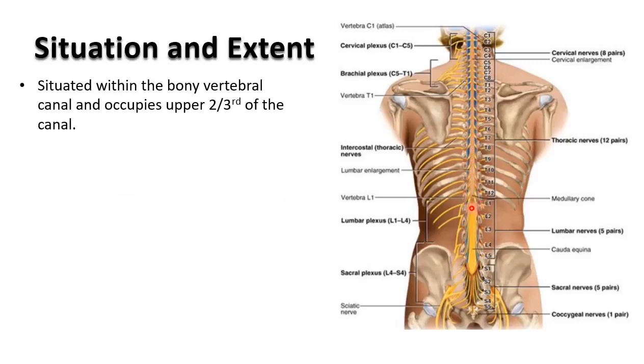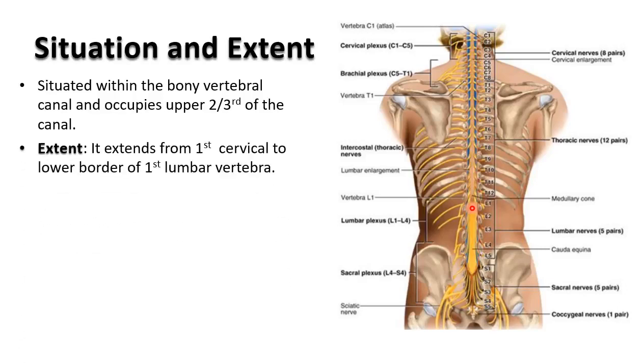That means only up to the lumbar vertebra, only up to the lower border of the first lumbar vertebra, the spinal cord extends. That is the case in adults. Okay, so from the first cervical to the first lumbar vertebra. Beyond that, you can see only the nerve roots extending. So naturally, you should have a doubt: you are saying only up to the first lumbar vertebra, but when we study the spinal segments, you are able to see up to the coccygeal nerve. Okay, so I will discuss that in the coming slides.